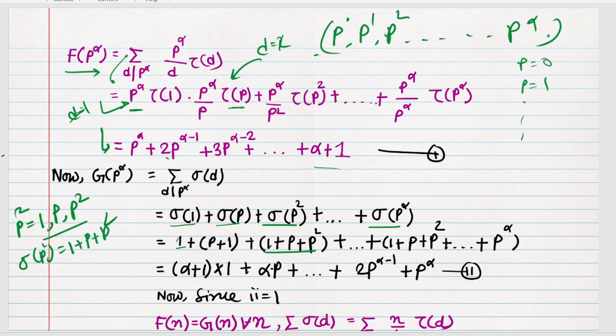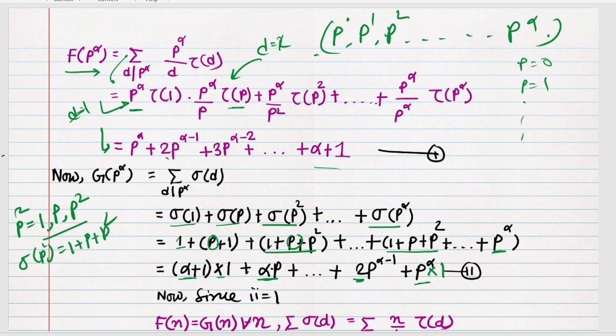Here, how many times does 1 repeat? For alpha plus 1 times 1 repeats, and p repeats alpha times, and so on. For p raised to the power alpha it repeats only 1 time, that means p raised to the power alpha into 1. Before this we have p raised to the power alpha minus 1, which repeats 2 times. That means p raised to the power alpha minus 1 into 2.